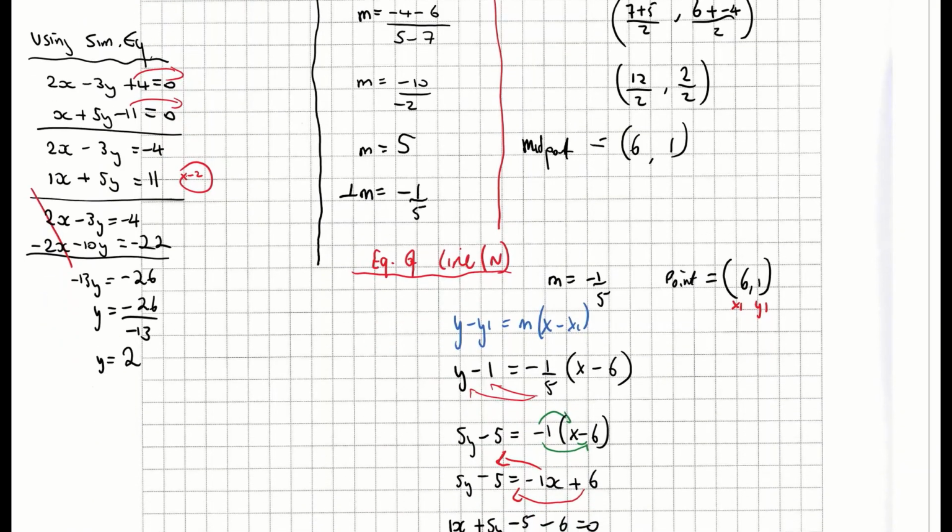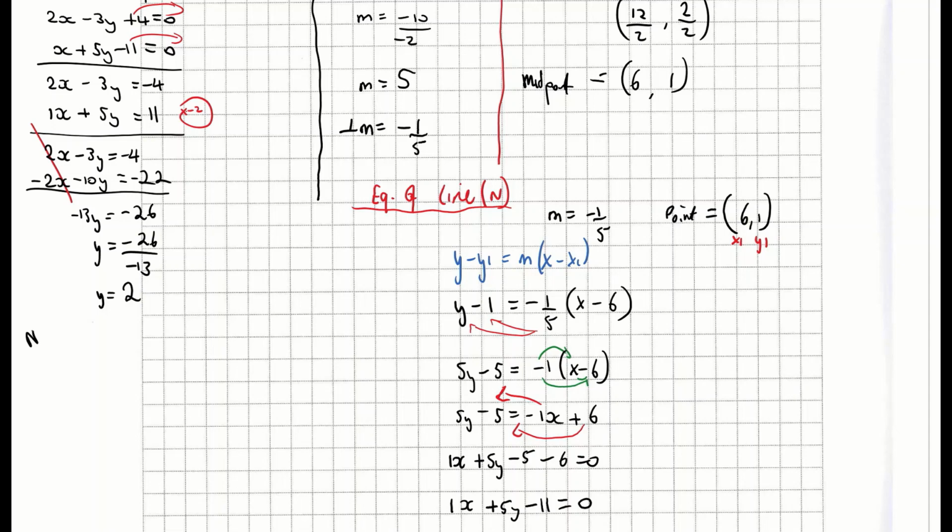I now need to find x. Now you can do your simultaneous equation again, but I'm just going to take a quick route here and sub in my value for y. So I'm going to trust myself that y is equal to 2. You can take any one of the equations, it doesn't matter which one of the four you take. I'm taking the 2x minus 3y plus 4 is equal to 0. And I'm going to sub in my value for y. I got 2 for y, so I'm just going to sub that in.